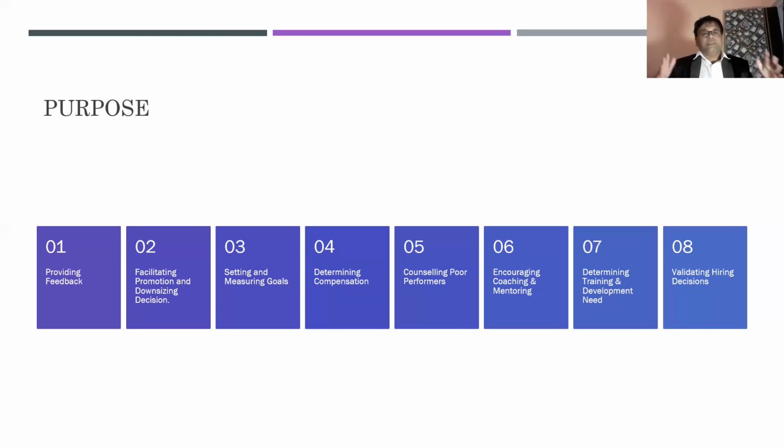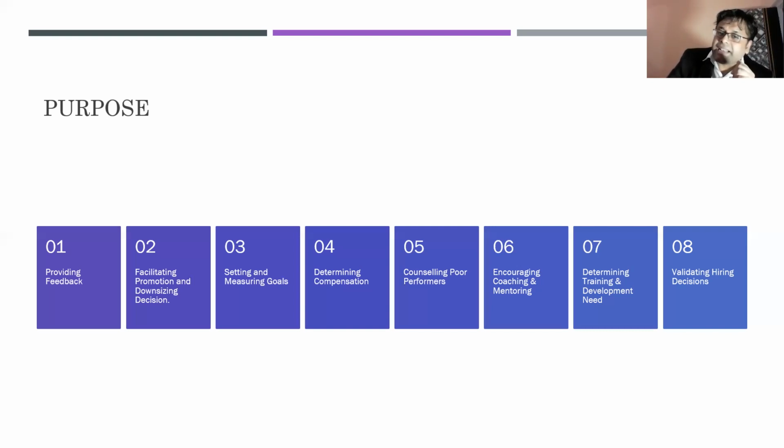Counseling the poor performers. Number one, we will get the performance feedback for each and every employee. For those who are poor performers, we also have the data on the areas where they have performed poorly. So this is an input for their counseling: okay, you have tried your level best, but you have performed very poorly in these areas. These are the areas of improvement, please try to improve in these areas. That is called counseling the poor performers.